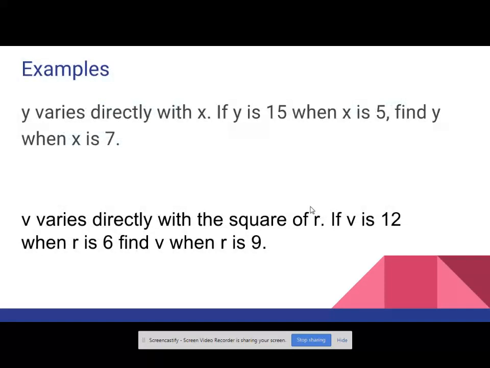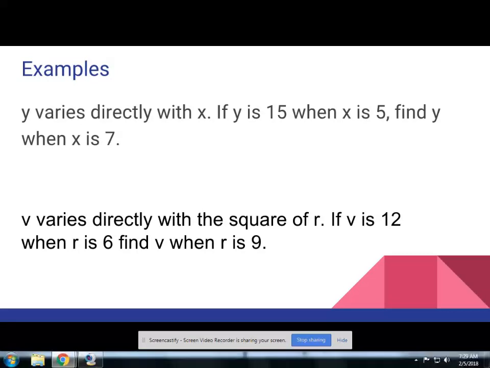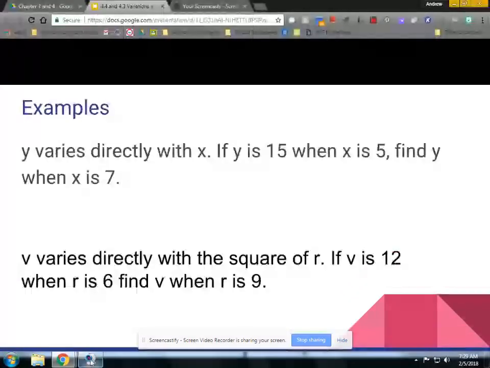Here's some examples. So I'm going to work these out on paper here in a second, but a question that you might be asked would be, y varies directly with x. Okay, so we know what that is. y equals kx. If y is 15 when x is 5, we're asked to find y when x is 7. Or the bottom one here, v varies directly with the square of r. If v is 12 when r is 6, find v when r is 9. So let me look over at the document camera.